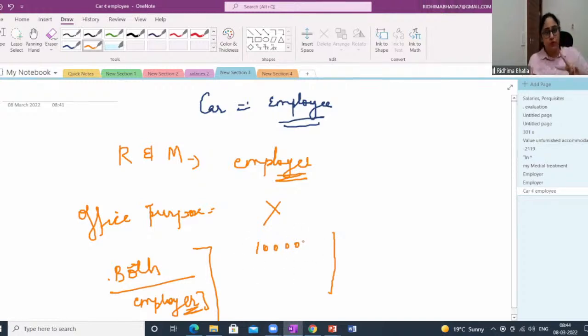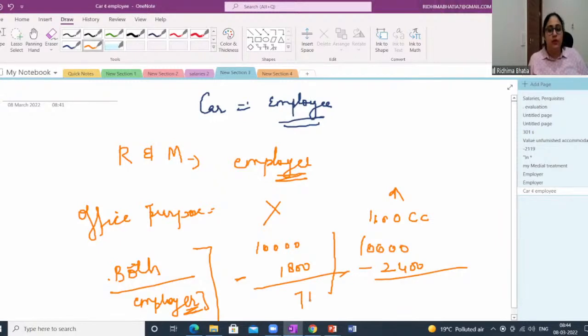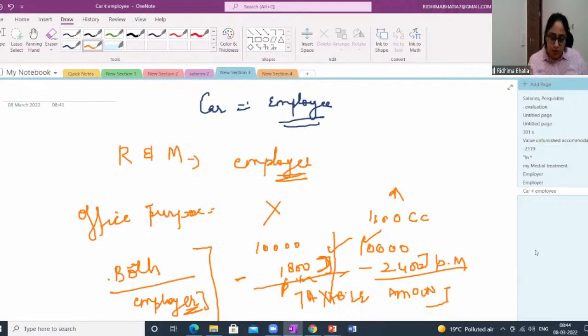So if I've spent say 10,000, the entire 10,000 cannot be perquisite. Why? Because both purposes are there, official and personal. Official purpose ke liye anything provided is not perquisite. So here there's a deduction of 1800 per month, or if the car is more than 1600 cc, then a deduction of 2400 per month. इसको minus करोगे तो you will get the taxable amount. Clear? So पूरा का पूरा running and maintenance cannot be treated as perquisite, because this is for both personal and official purpose. This minus the flat 1800 per month or 2400 per month would come to my taxable perquisite.